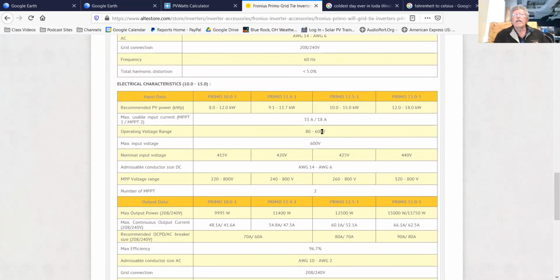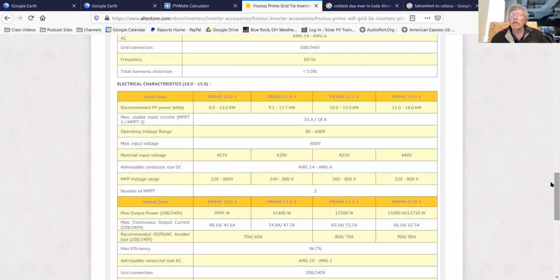Now it's also telling us that the sweet spot, the part that it likes to be operating at, is going to be the MPPT voltage range, between 220 and 800 volts. Oh, that's quite a range. Okay, so nominal input voltage 415, that's hopefully what it's going to be operating at.